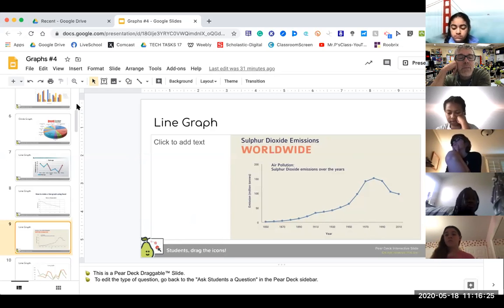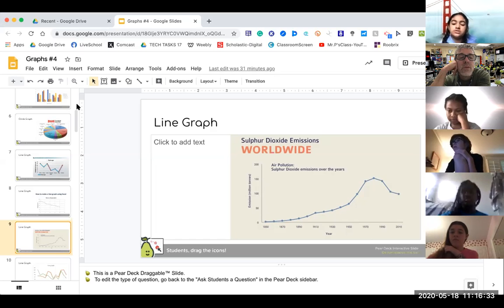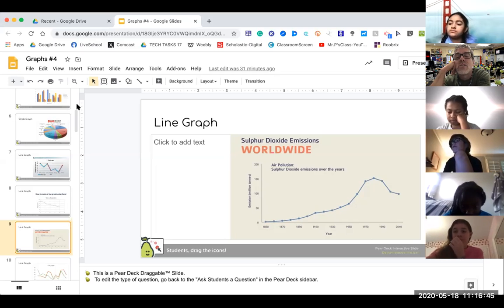Somebody could just answer that out loud. At what point? Go ahead. Do you want to know when it was the highest or when it went up by a lot? That's two different things, right? I want to know when it was the most emissions, the highest emissions.